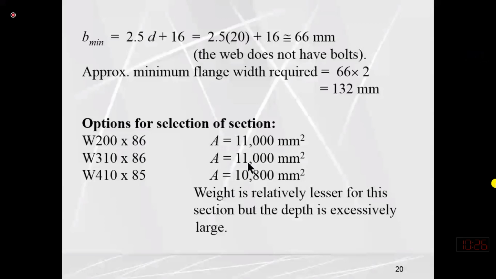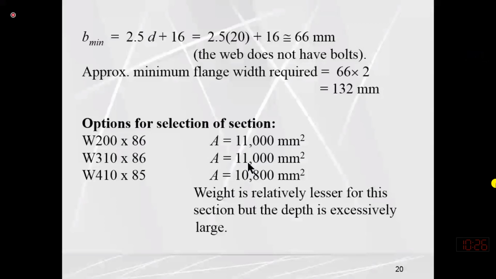Then maybe on page number 19, either the area is larger than 10,667 or lesser. In the first group, the last section W360 into 91. 91 is heavy. Area is more than 11,500. So none of this section is also available on page number 18.